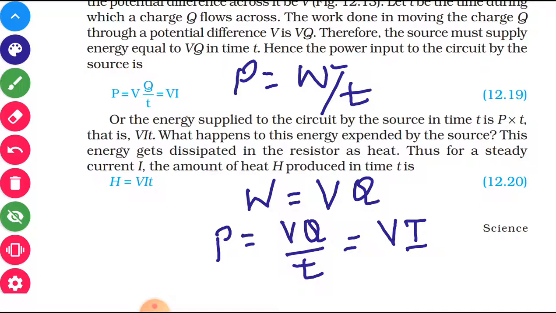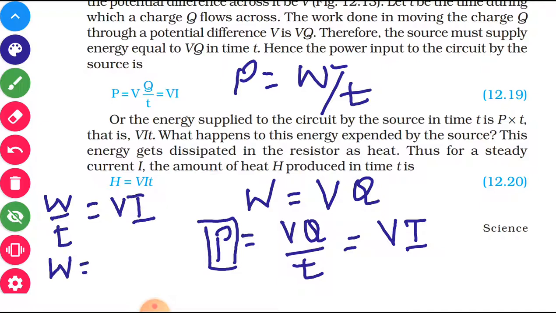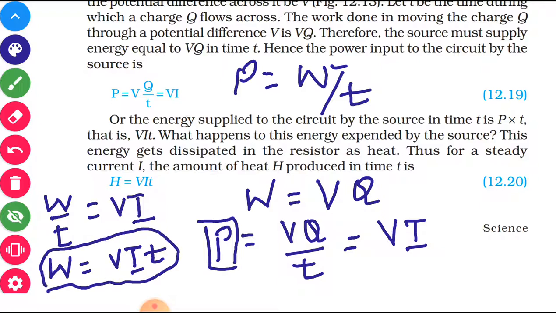Again, power is nothing but work upon time. Still you can go further. What is power? Power is work upon time. So work upon time is equal to VI. So we can say work done, that is energy utilized, is V into I into t. And this energy which is utilized is producing heat. So we can say that if a steady current I is flowing, then the amount of heat which is produced in time t is given by W is equal to VIt.